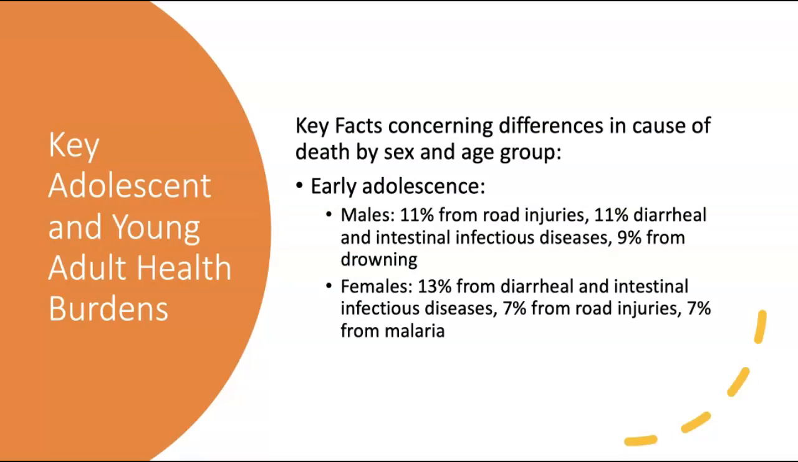Here we're looking at adolescence in general. So early adolescence, most of it is in males: road injuries, diarrheal and intestinal infectious diseases, and drownings. For females, again, communicable diseases, road injuries, and some deaths from malaria due to anemia.